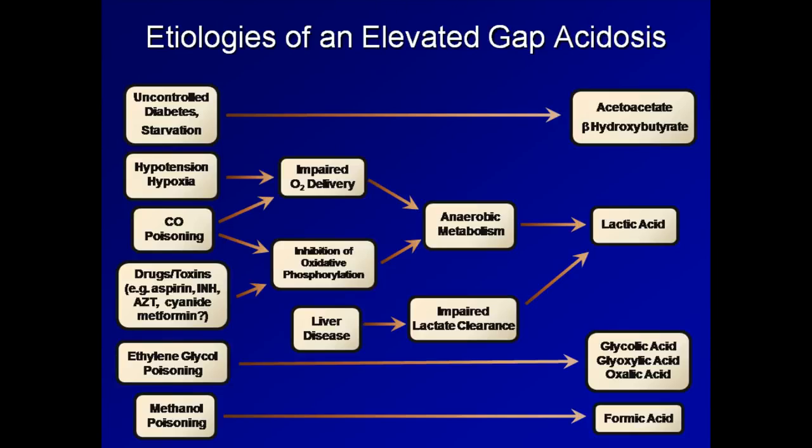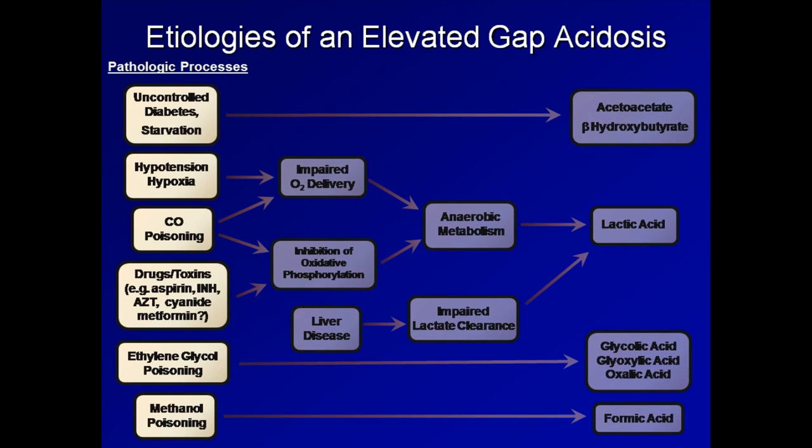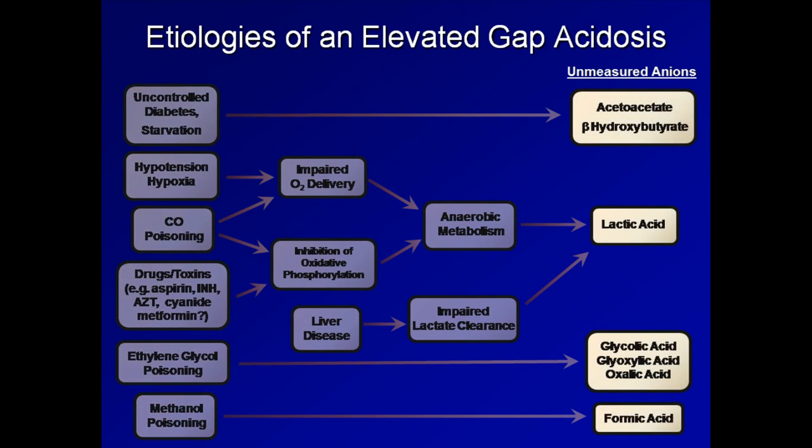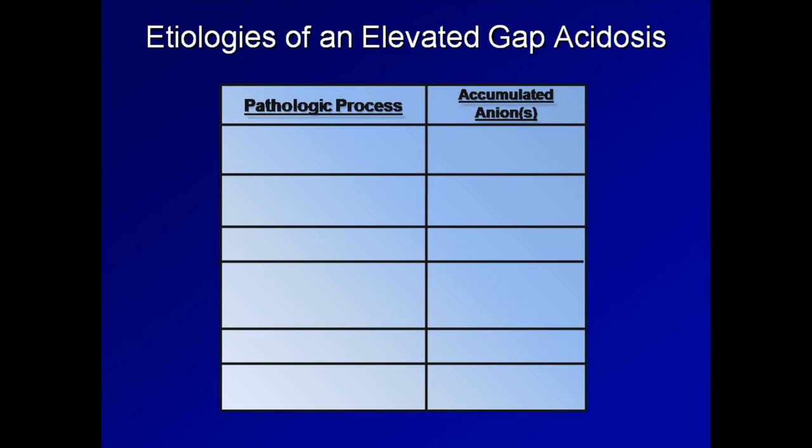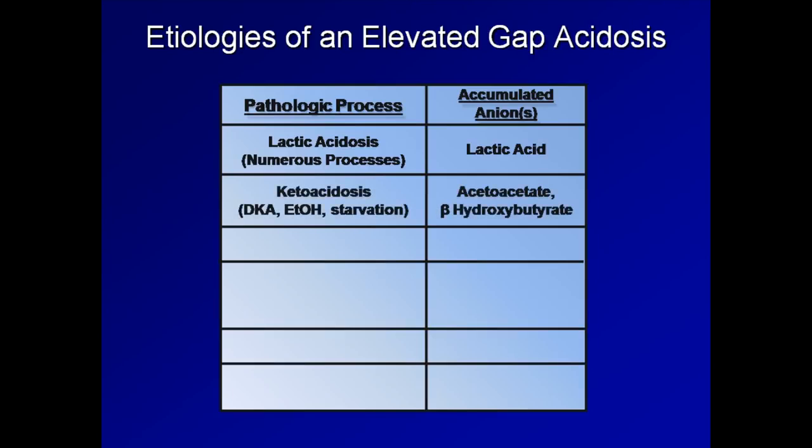I will save a detailed discussion of this for later, but very briefly, on the left are a variety of pathologic processes, and on the right are the unmeasured anions that accumulate and lead to the elevation of the anion gap. Here is the same information displayed slightly differently. First, lactic acidosis, as a consequence of numerous different processes, can lead to accumulation of lactate. Ketoacidosis from DKA, alcohol ingestion, or starvation leads to accumulation of acetoacetate and beta-hydroxybutyrate, which are collectively known as keto acids, though this is a bit of a misnomer as the latter is not actually a ketone.